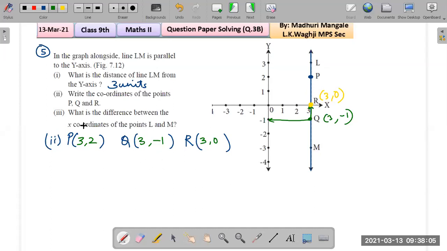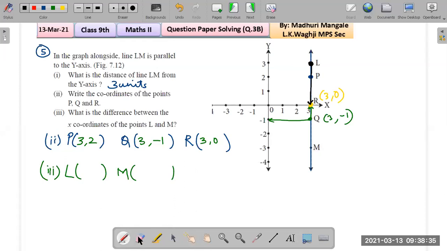Next, we look at the third part. What is the difference between the x coordinates of the points L and M? So for that, we need to write the coordinates of L and M. Let's write the coordinates of L and M. So where is L? Just check, students. This is L over here. What is the x coordinate? Draw a straight line towards the x-axis.